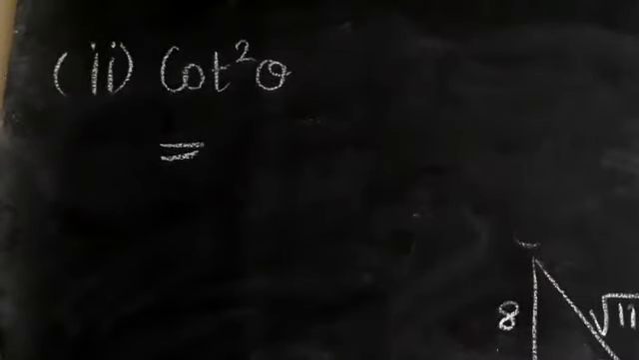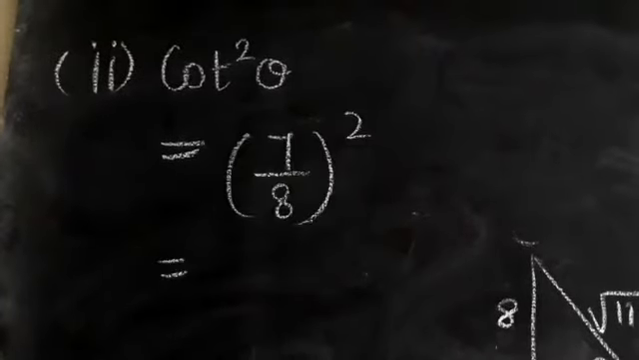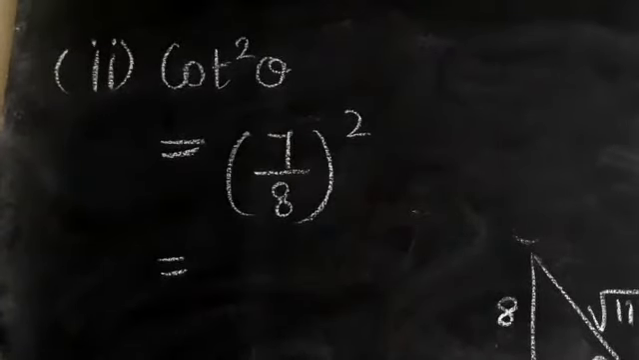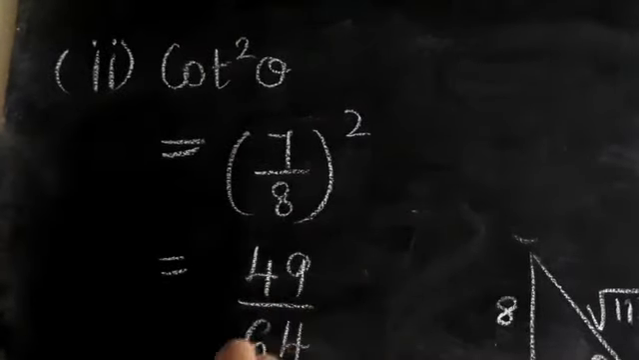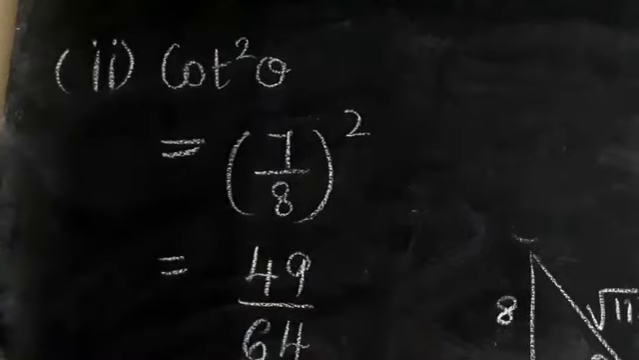Actually, cot theta is given in your question. So what is cot square theta? Cot square theta is equal to 7 by 8 the whole square. What is 7 by 8 whole square? 49 by 64. Okay.